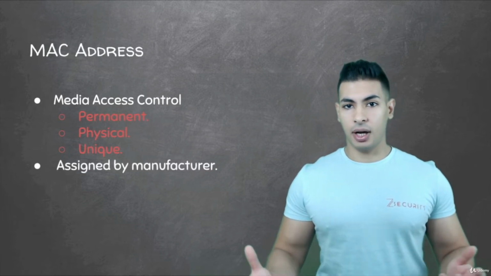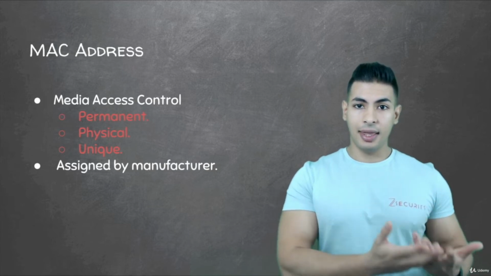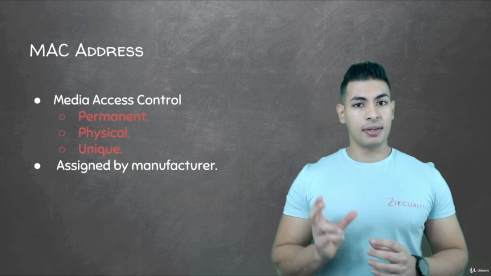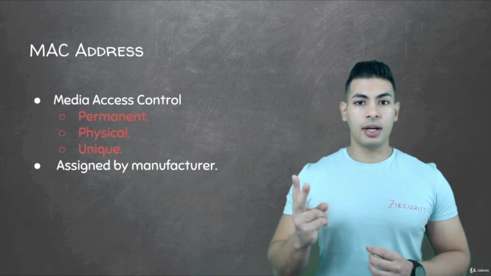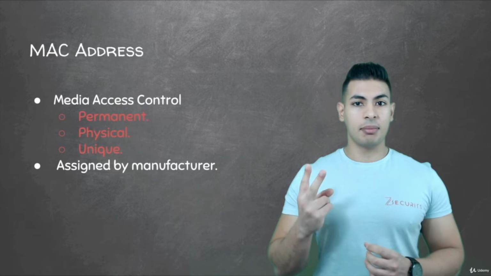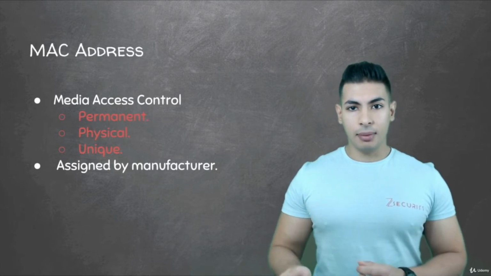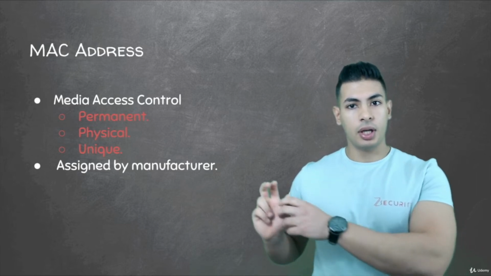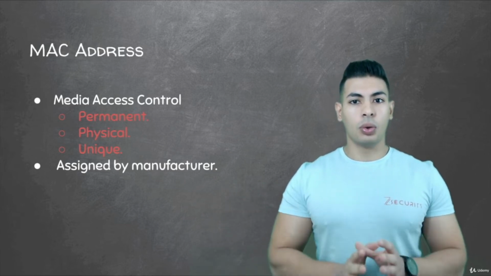As for media access control, it's a permanent, physical, and unique address assigned to network interfaces by the device manufacturer. So whether you have a wireless card or a wired or Ethernet card, each one of these network cards comes with a specific address that is unique to this card. There are no two devices in the world that would have the same MAC address, and this address will always be the same for this specific device. Even if you unplug it from your computer and connect it to another computer, this network device will always have the same address.